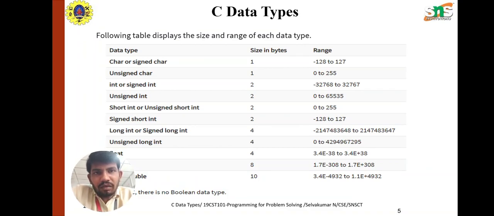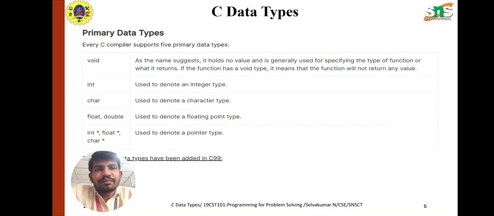So we have a number of data types like char or signed char, unsigned char, int or unsigned int, short int or unsigned short int, and signed short int, and so on. Every C compiler supports 5 primary data types: void, integer, character, float, double, and also int pointer, float pointer, character pointer.